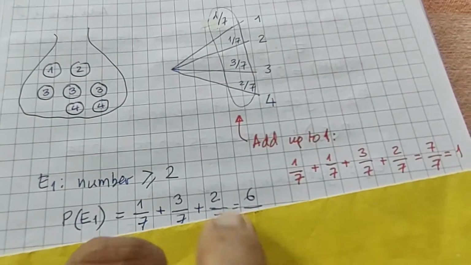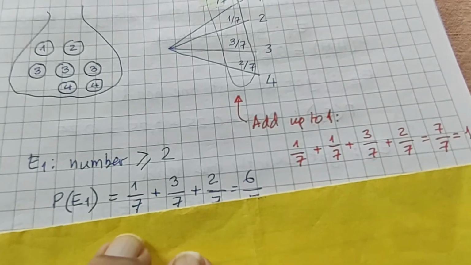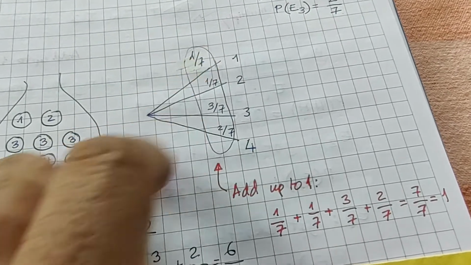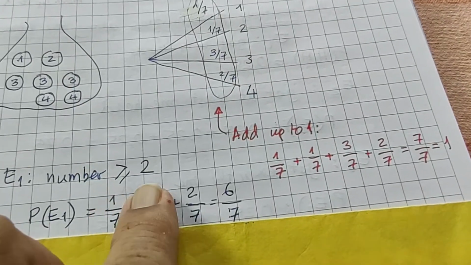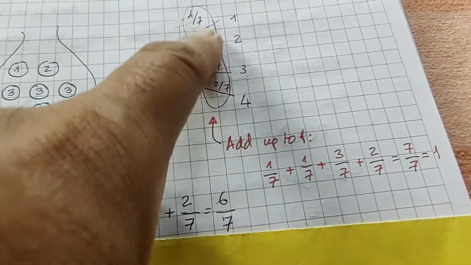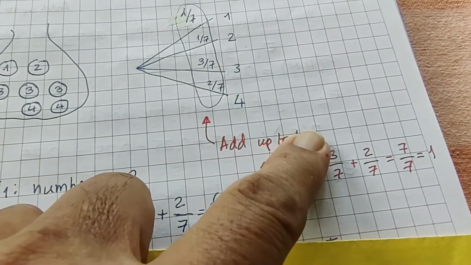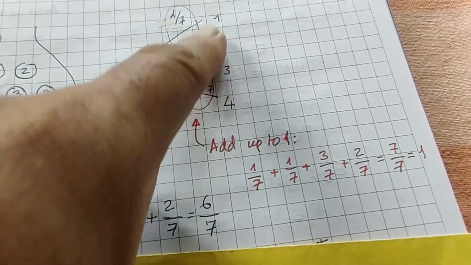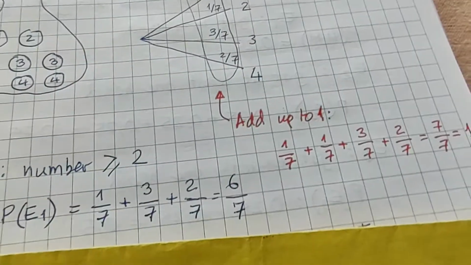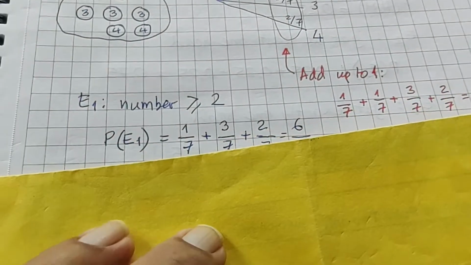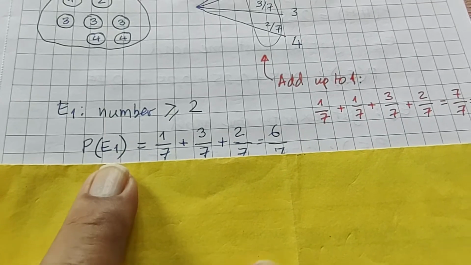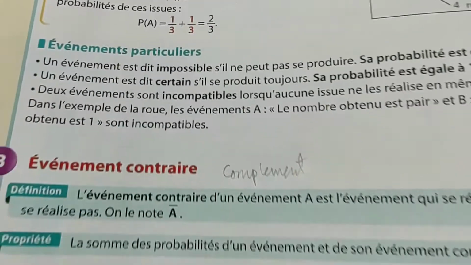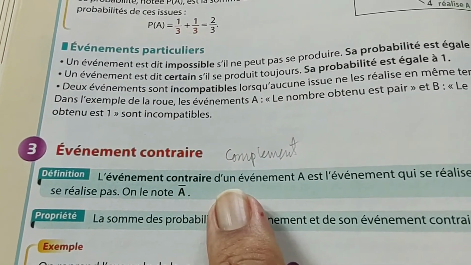Okay, this particular problem could have been done in a simpler way. We could have just taken 1/7, because that is the only outcome that doesn't satisfy this event, and subtracted it from 1, because 1 is the total. The probability of all the possible outcomes adds up to 1. So we could have taken the complementary event of this, or in French, événement contraire. Here in the book, page 68, l'événement contraire d'un événement A.